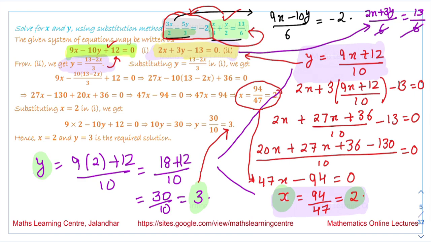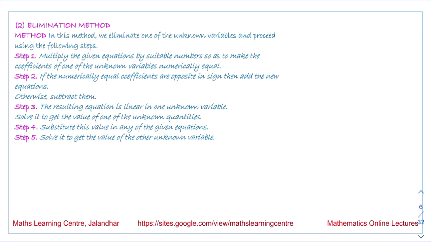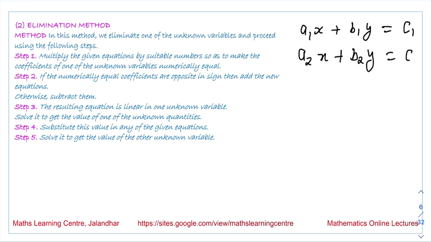Now the next method we have is the elimination method. In this method we are going to eliminate one of the variables first, and then we will calculate the value of the second variable. The procedure to solve this is: the first equation is a1x plus b1y equal to c1, and the second equation is a2x plus b2y equal to c2.